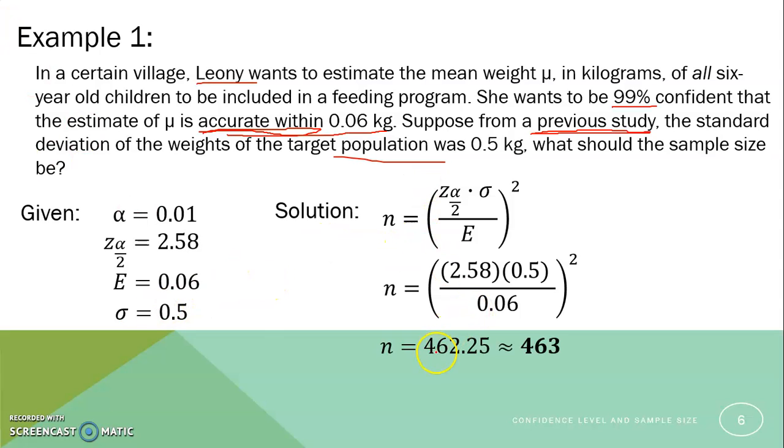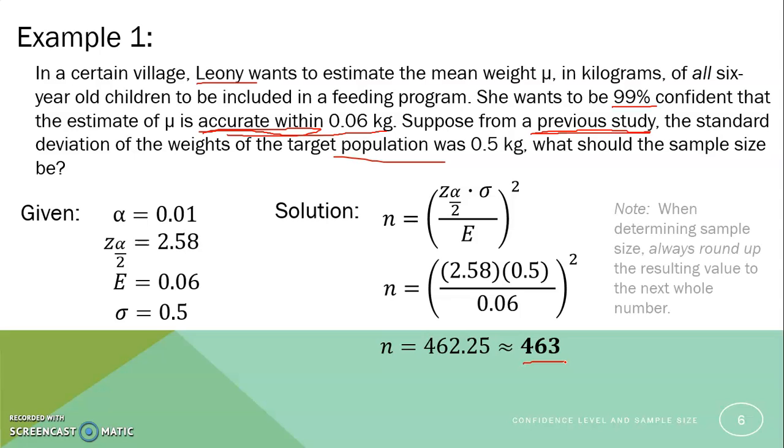So we have here the result 462 and 25 hundredths. So we are going to round up that one. So Leone needs 463 respondents. Okay, you might be wondering, why is it 463, ma'am? Why isn't it 462? Okay, take note that when determining the sample size, always round up the resulting value to the next whole number.